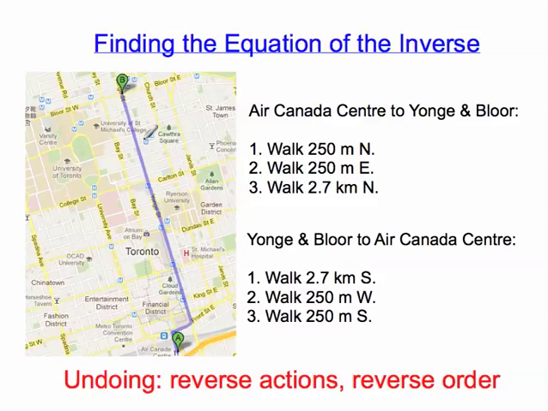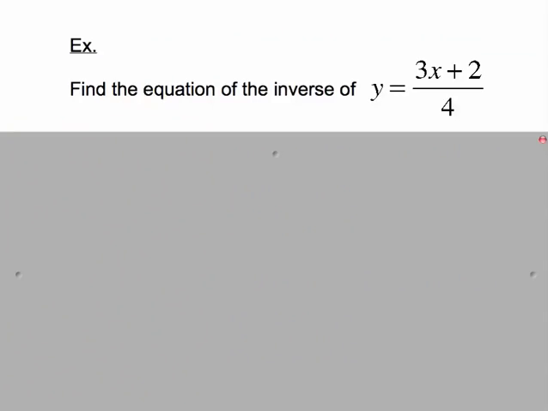So in order to walk back along the same path that you walked there, you have to turn the order around and turn the directions around. In other words, reverse the actions and reverse the order. And the same thing is going to be true when we look at inverses mathematically. So find the equation of the inverse of this function. y is equal to (3x + 2) divided by 4.